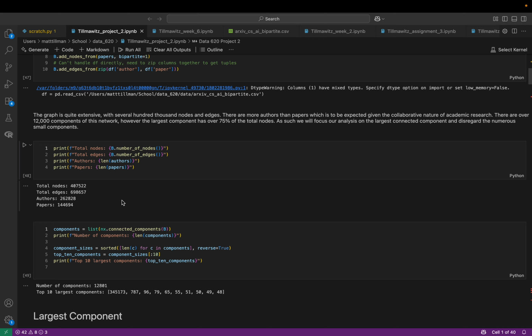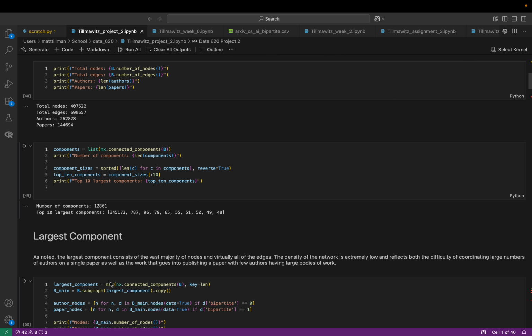with the largest component consisting of over 75% of the total nodes in the network. Given that there are a large number of small components, we are going to limit our analysis to this single large connected component to draw better insights on the relationships present in these research fields.